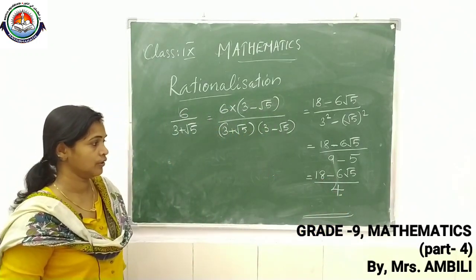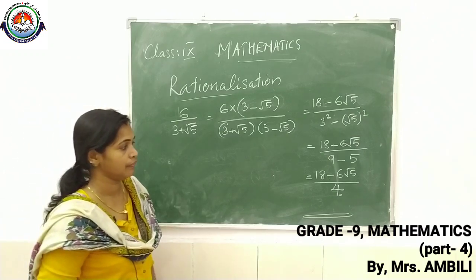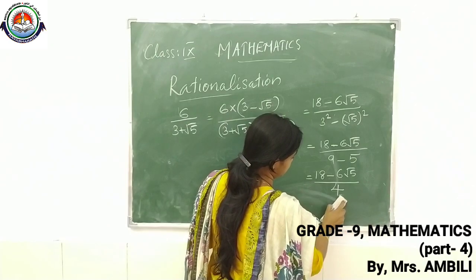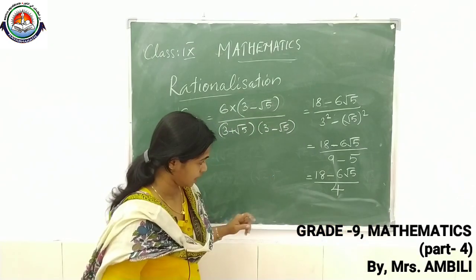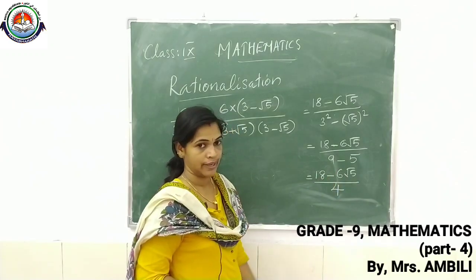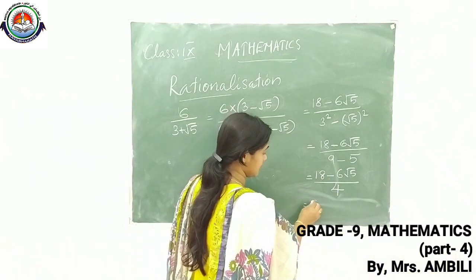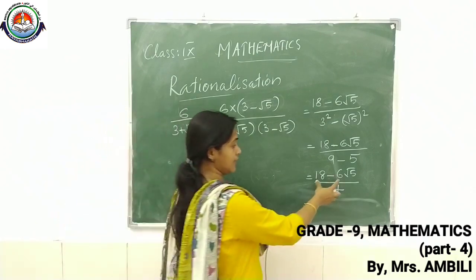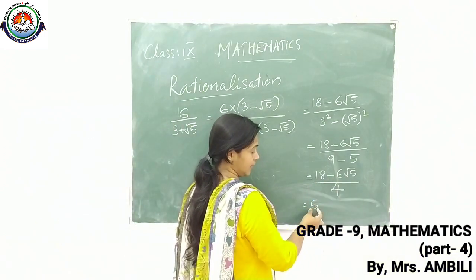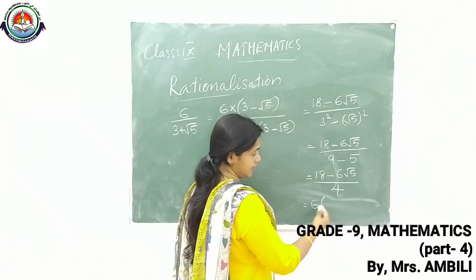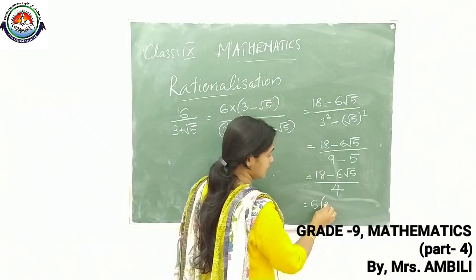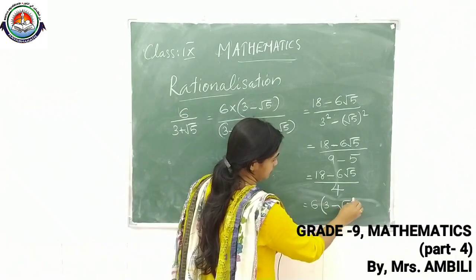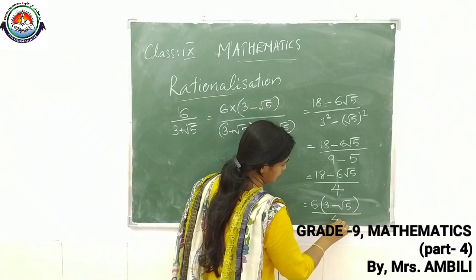So what we got? 18 minus 6 root 5 by 4. So here, 18 minus 6 root 5, 6 is a common number, so we can take 6 outside. So what is remaining in the bracket? 3 minus root 5, divided by 4.